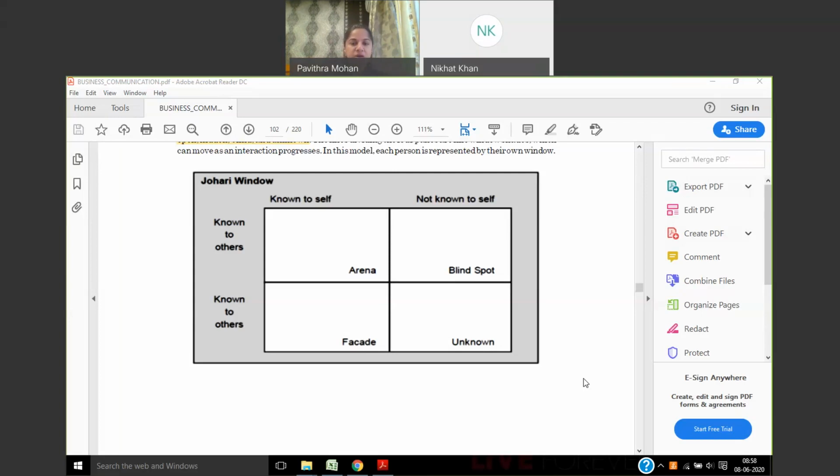Decoding is nothing but reading. They have asked what is encoding. Encoding is writing, decoding is reading. When I write, I am passing on the information. When I read, I am receiving the information. That is called decoding.